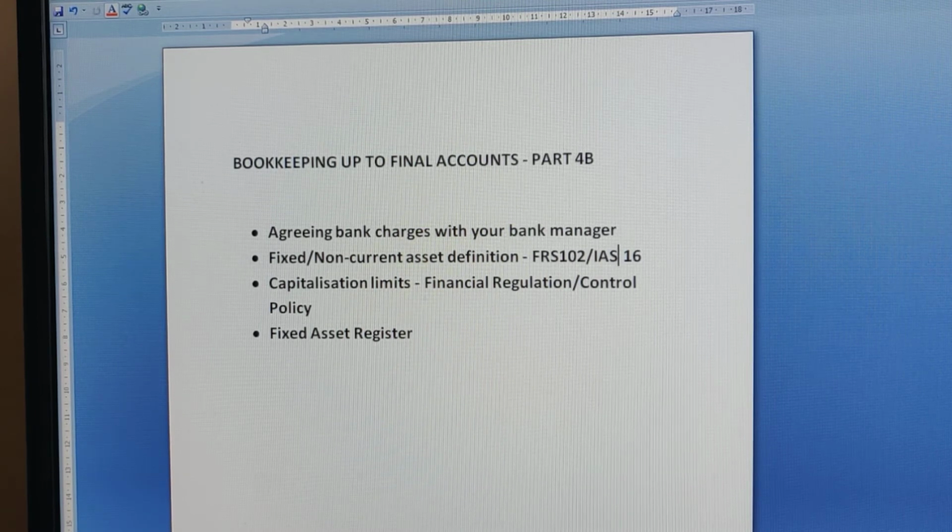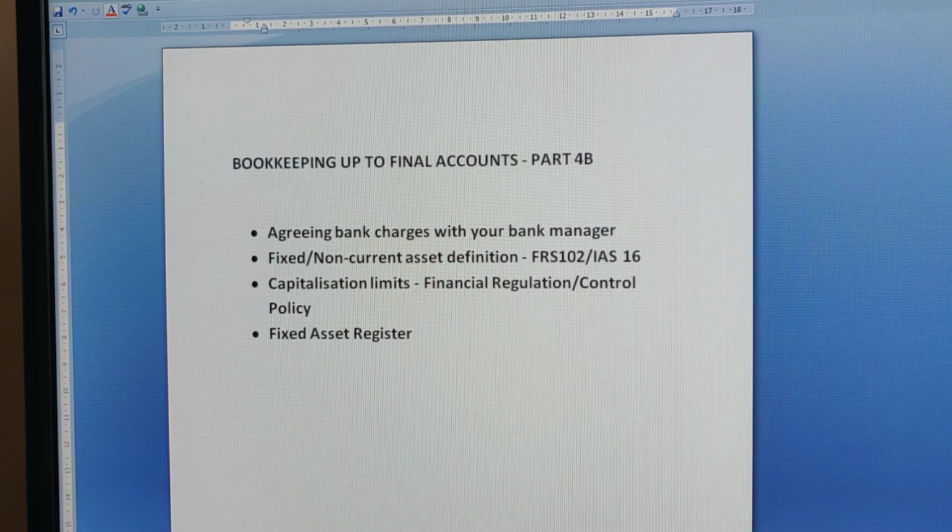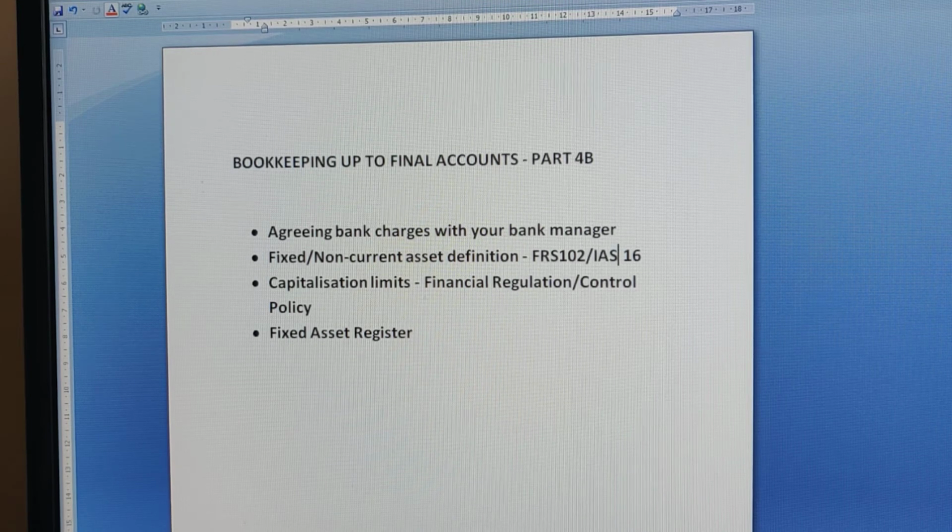Now, if I move on to capitalization of transactions, by capitalization I mean treating expenditure as fixed assets. Every organization has what they call a financial regulation or financial control policy. Somewhere in that policy, there will be a limit on the amount that can be treated as capital. For instance, it could state that any expenditure above £1,000 will be treated as a fixed asset expenditure, or capitalized. Any amount below that will be treated as revenue.